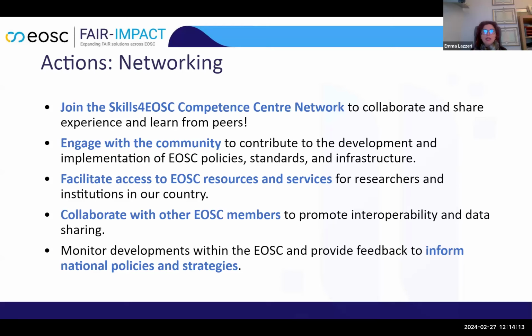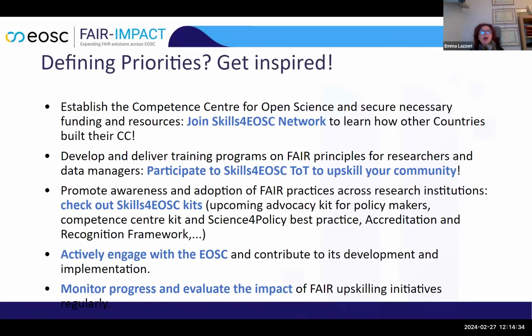And try to collaborate with other EOSC members to promote the interoperability of data sharing. Monitor the developments within the EOSC and provide feedback to inform national policies and strategies. So this bridge is really important between the European context and the local context. Some priorities that I defined, thinking about what I have seen in our Skills for EOSC network: establish a competence center and secure funding and resources for its operation should be your priority number one.